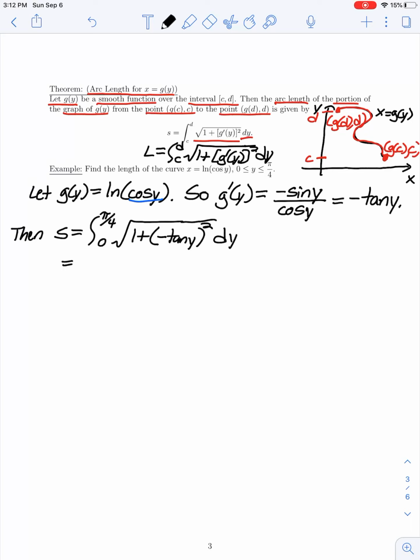So let's see what this gives us. We have the integral from 0 to pi over 4 of the square root of 1 plus tangent squared y dy. However, we can recall, using trig identities, that 1 plus tangent squared y is equal to secant squared y.